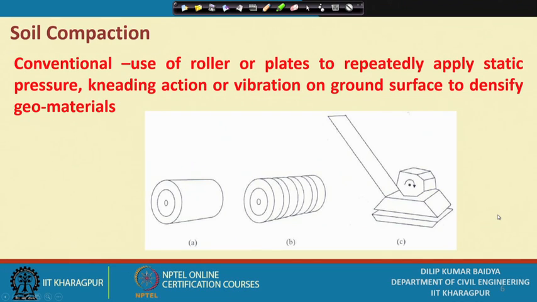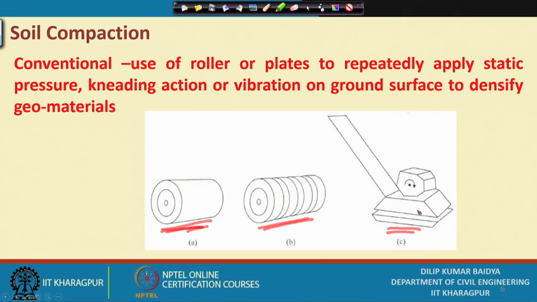Soil compaction we typically do by using different things. This is a roller, sometimes a rubber tire roller, a smooth wheel roller, and sometimes plate compactors. In different ways, we put a layer of soil, and then we apply some weight over it, and the soil automatically gets compressed. That is the simple mechanism generally used in compaction.